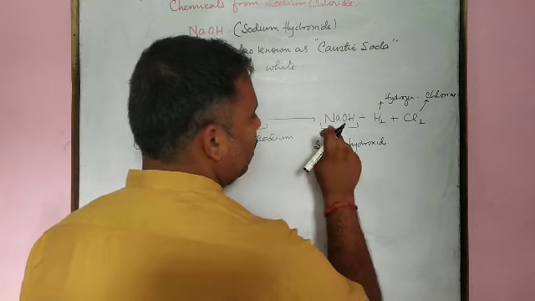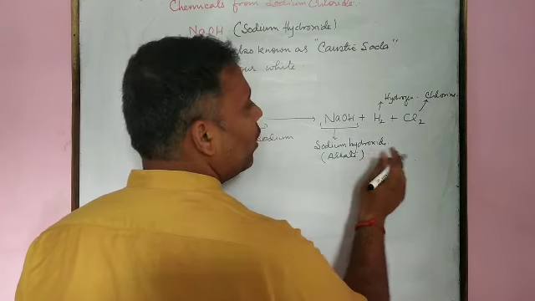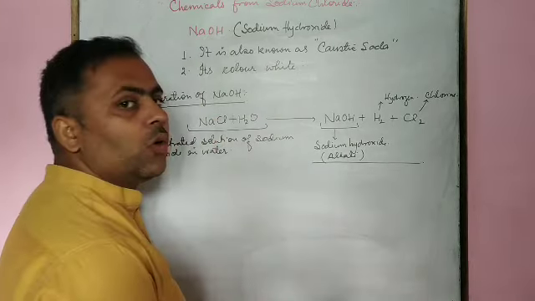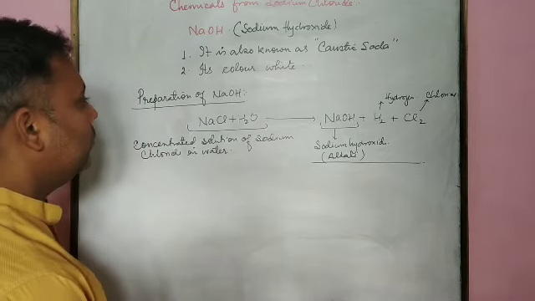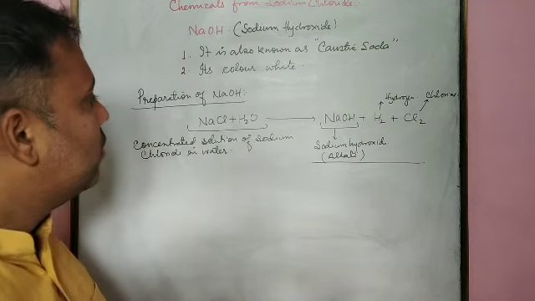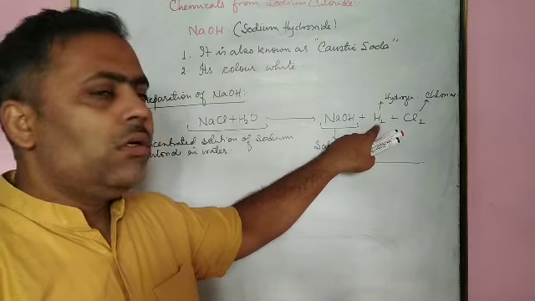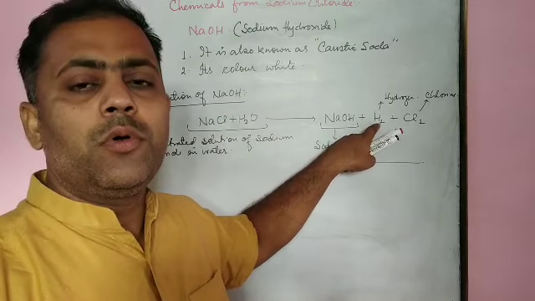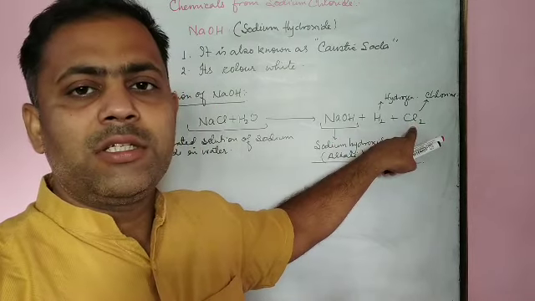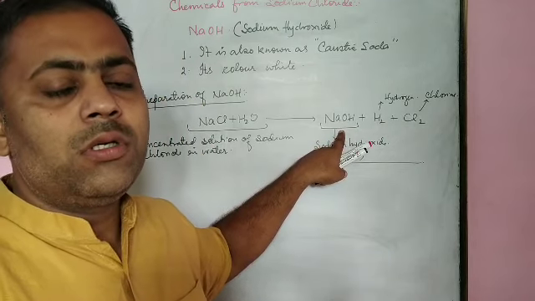Since sodium hydroxide is an alkali, and what is here? Chlorine. It is also termed as chloroalkali process. To the next, let us discuss what is produced and where it is produced. Hydrogen is produced at the cathode and chlorine gas is produced at the anode, whereas sodium hydroxide is produced near the cathode.